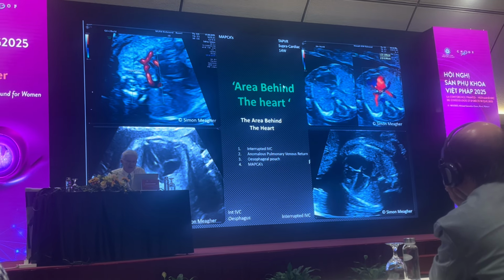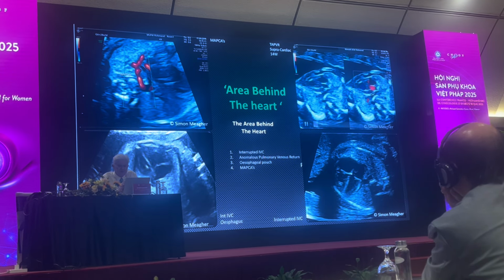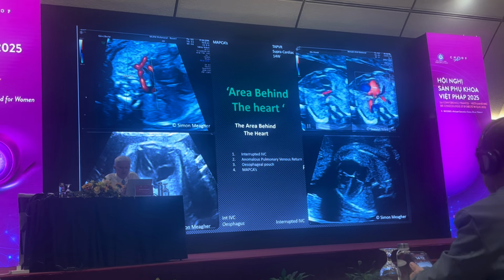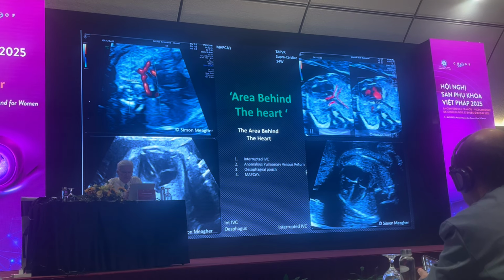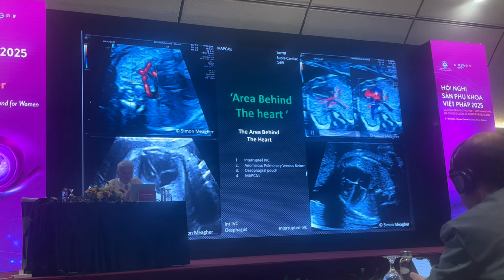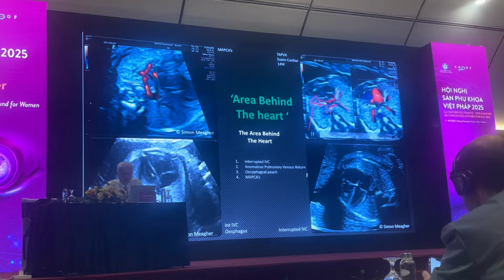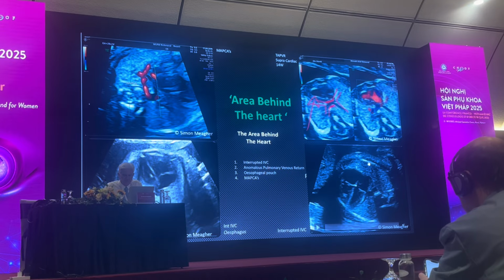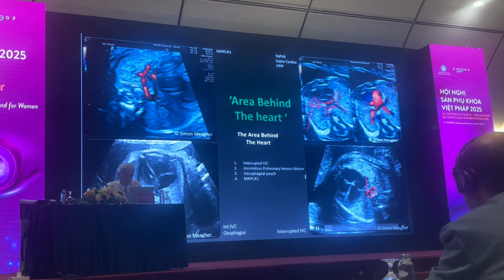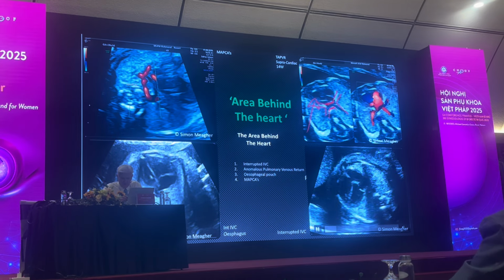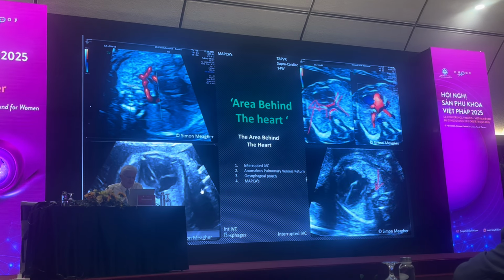And my last slide is: remember to look behind the heart. This is a baby who has a common venous channel which is situated behind the left atrium. We could not demonstrate normal venous return, with a hypoplastic left heart and total anomalous pulmonary venous return. This baby has two vessels behind the heart. There should only be one. And this is an interrupted IVC with azygos continuation.